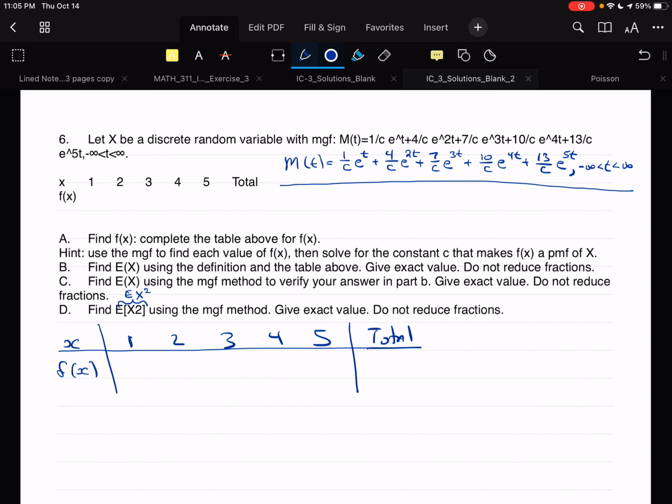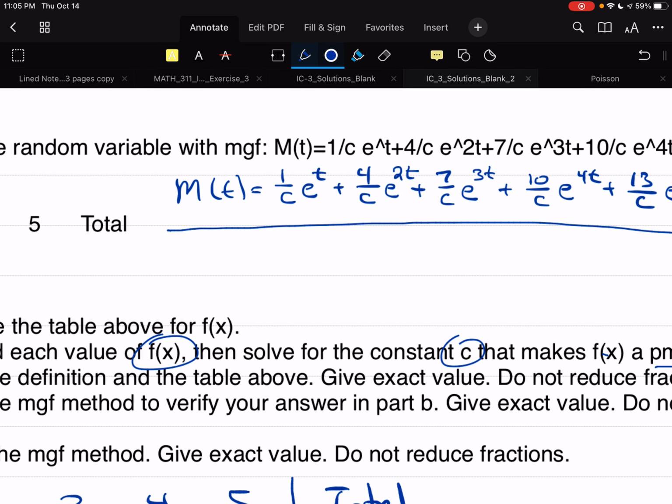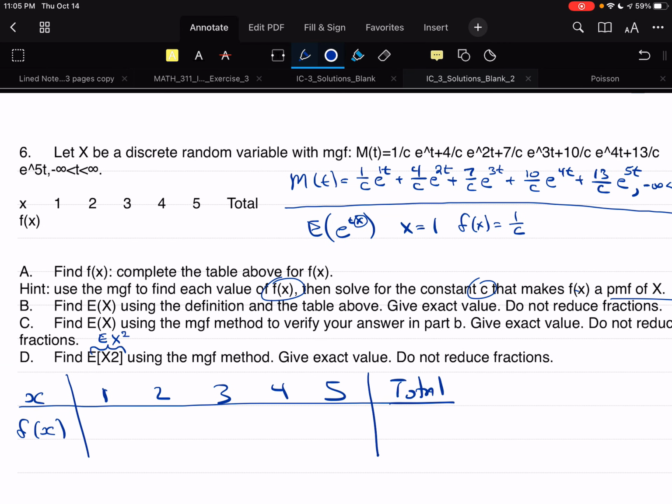Now, I say hint, use the MGF to find each value of f of x and then solve for the constant c that makes f of x a PMF, a probability mass function. So remember, all the probabilities have to add up to 1. When I look at the MGF, I see that this is 1t. So remember that it's the expected value of e to the tx. And so when I see the t left, the value that's multiplied by it has to be the value of x. So for x equals 1, f of x has to equal 1 over c. So I can use this MGF to find the value of f of x.